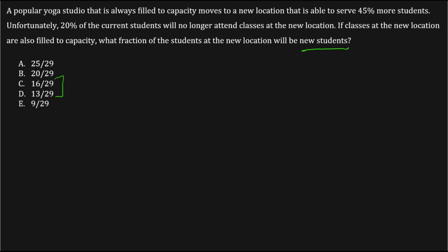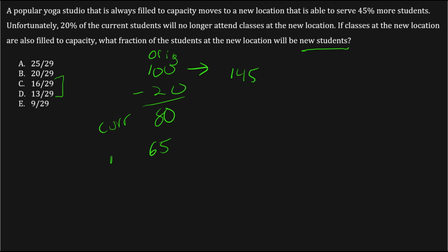All right, so let's see. These are all percentages, and I think we could just use 100. So we have 100 students originally, and then we have 45% more students. So now we're at 145. That's the new total. 20% of the current students, so 20% of this original 100, are no longer attending these classes, so we're left with 80 current, which means we have 65 new students.